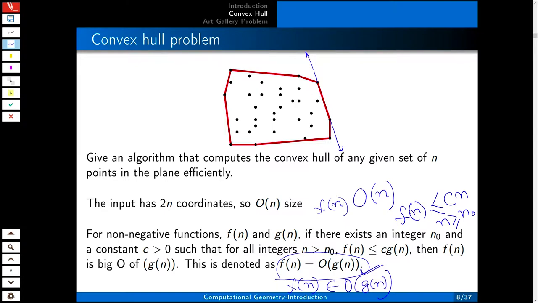This line doesn't contain any other point of the set. Good observation, that it will contain only two of these points. Yes. Anything more? In one side of the, exactly. That's a very good point, that if I look at the separating line passing through any two consecutive convex hull vertices, then all the points lie on one side of this line.